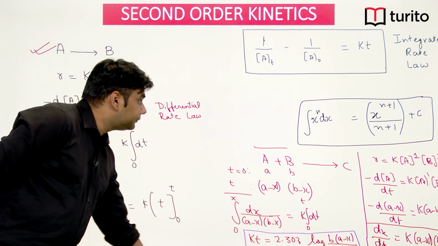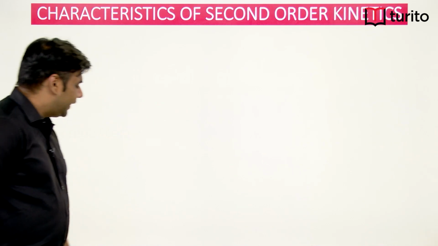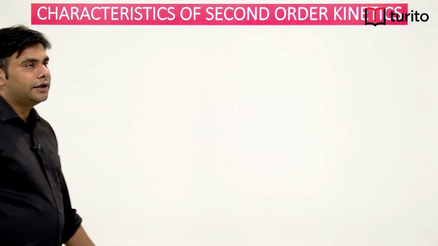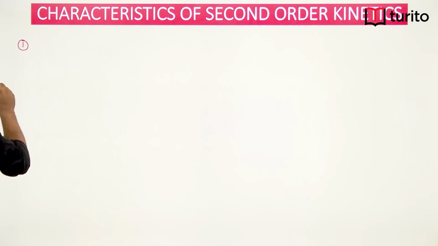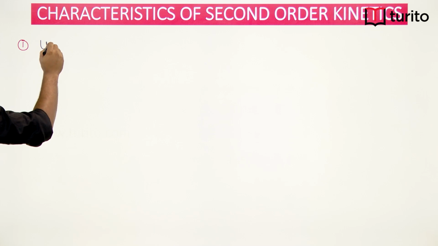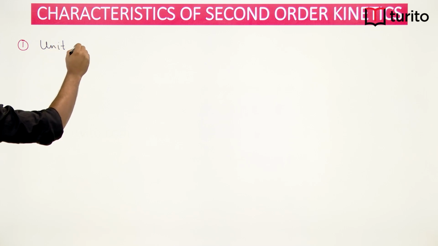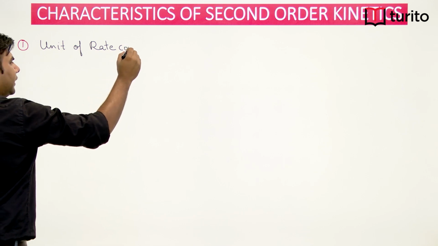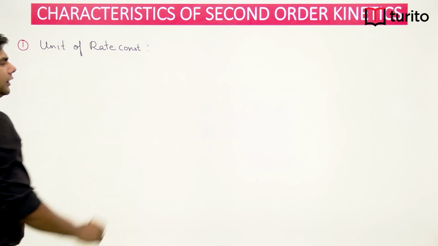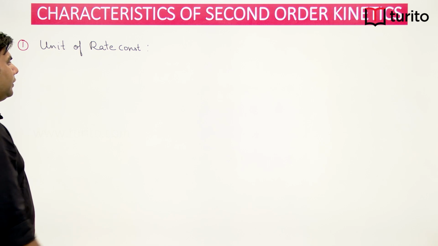So now let us look at the characteristics of a second order kinetics. The first thing which we should cover over here is the unit of rate constant. By just looking at the unit of rate constant, we can predict whether the reaction is a first order or a second order reaction.